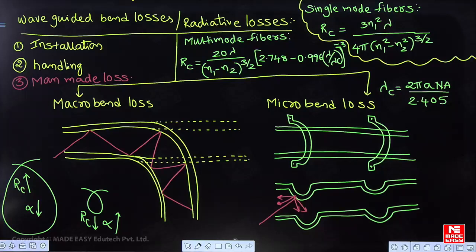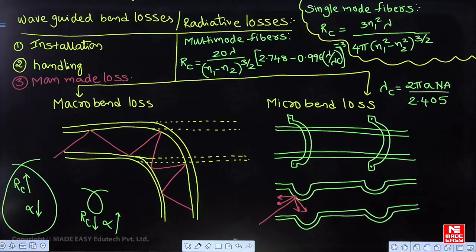Next point, radiative losses are of two types. First one is macro bend and second one is micro bend.